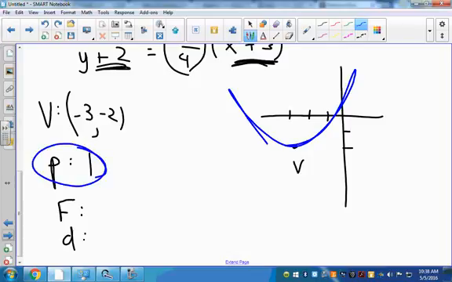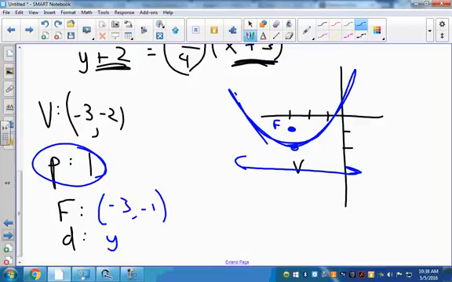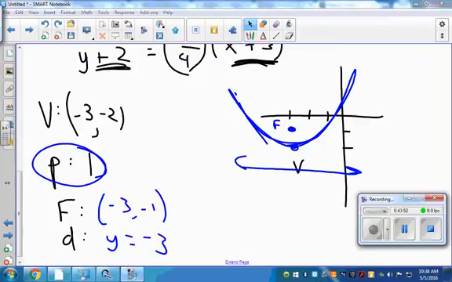So the focus is 1 unit away. Up, down, left, or right. Up, focus is always inside the curve. There's my focus, that's the path, right? And the directrix is down here. So the picture sort of gives you the answer. You should try to draw the picture at the same time you work the problem. Here's the focus, -3, -1, and the directrix y is equal to -3, right? Okay. That be it. Let me shut this thing down.